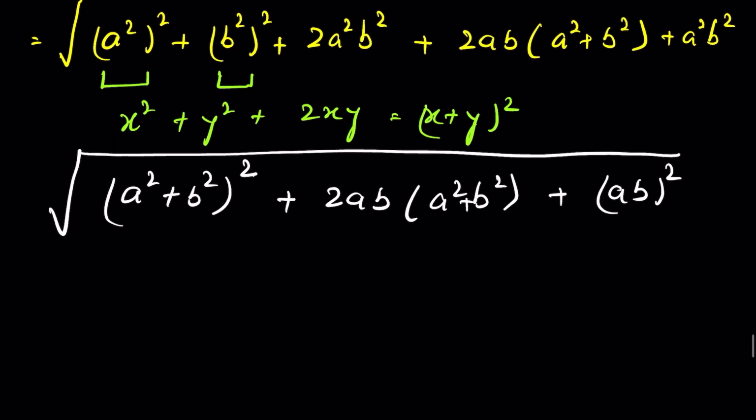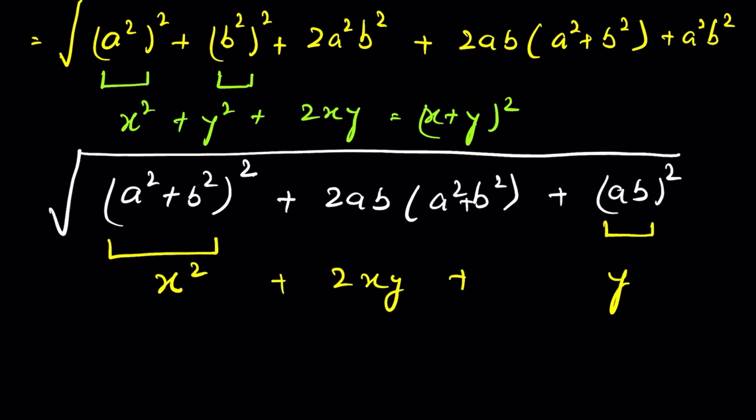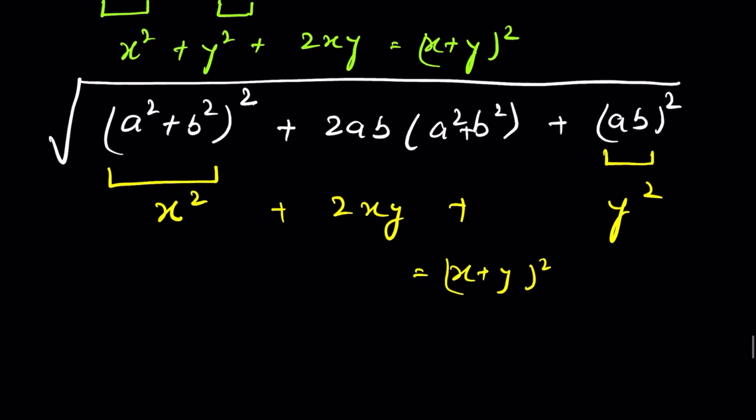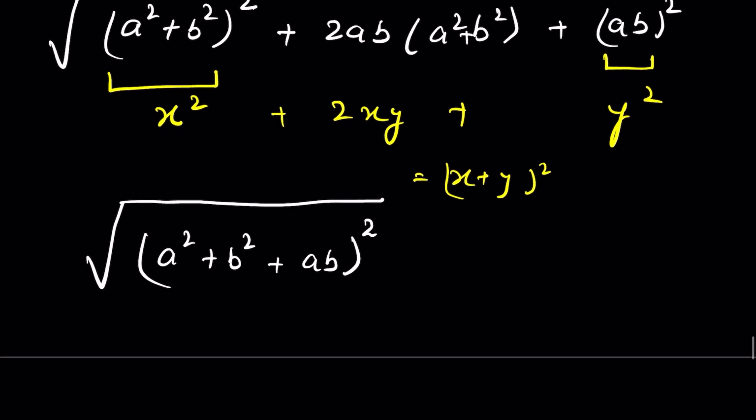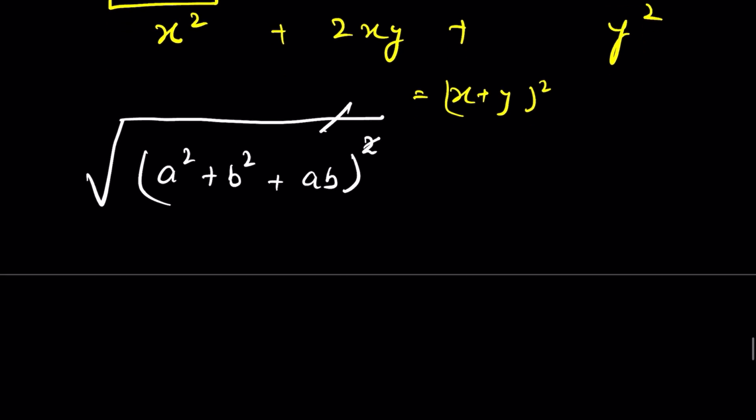Again, if you consider a² + b² as one term x and ab as y, then it is in the form of x² + 2xy + y², and this is equal to (x + y)². So this we can write again as (a² + b² + ab)² under square root. Now we can remove the square root with the square. So we have now a² + b² + ab.